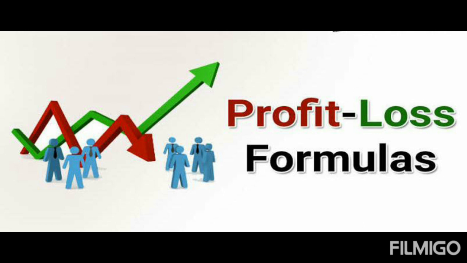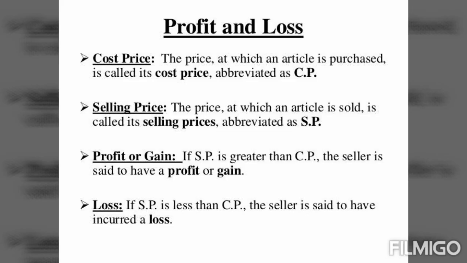Before starting profit and loss, I would like to introduce a few basic terms related to profit and loss, that is cost price. The price at which an article is purchased is called its cost price. Selling price, the price at which an article is sold is called its selling price. Means जिस प्राइस पे हम किसी सामान को खरीदते हैं उसे कॉस्ट प्राइस कहते हैं, और जिस प्राइस पे हम उसी आर्टिकल को सेल करते हैं उसे सेलिंग प्राइस कहते हैं.